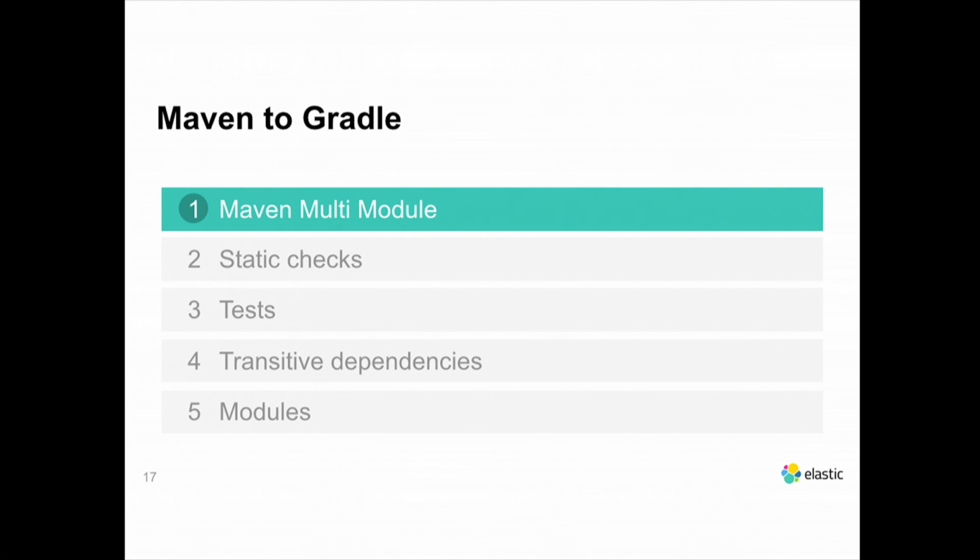And so we then got to the point where we're like, okay, Gradle, this might work. Now I'm going to go through just a handful of things that we did, the problems that we were having in Maven multi-module, and then how Gradle solved them. So we start out with Maven multi-module itself. What's the problem with it?